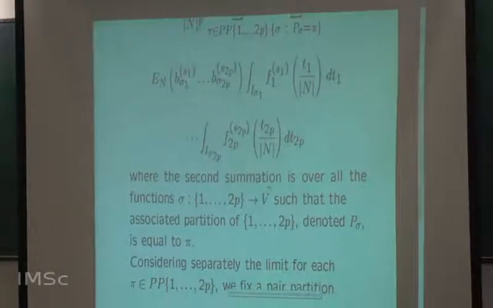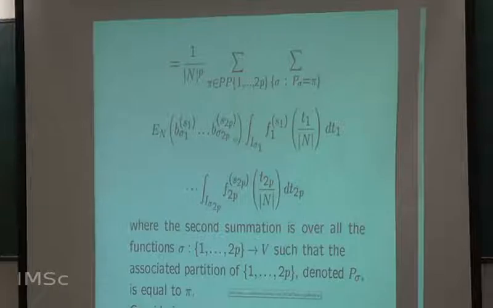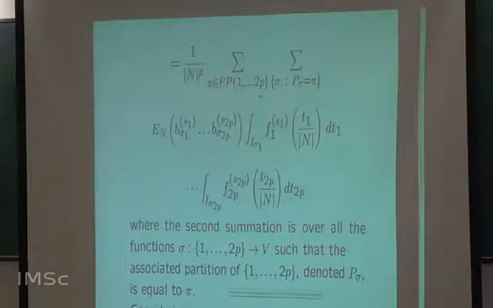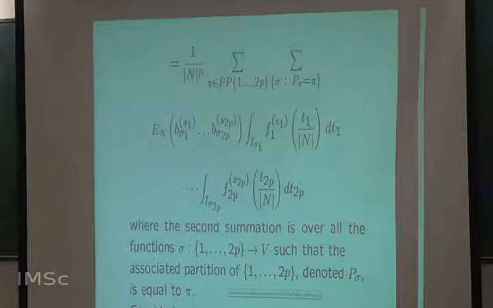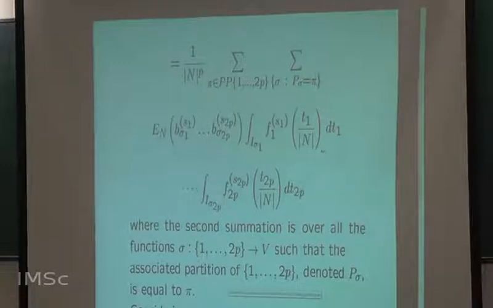Now, of course, we have to sum over all pair partitions. But remember, 2p is equal to k, so p is a fixed number. This limit will exist if and only if the limit for each pair partition exists. And therefore, we now will prove that the limit exists for each pair partition if and only if the totally crossing part of the limit exists. Okay?